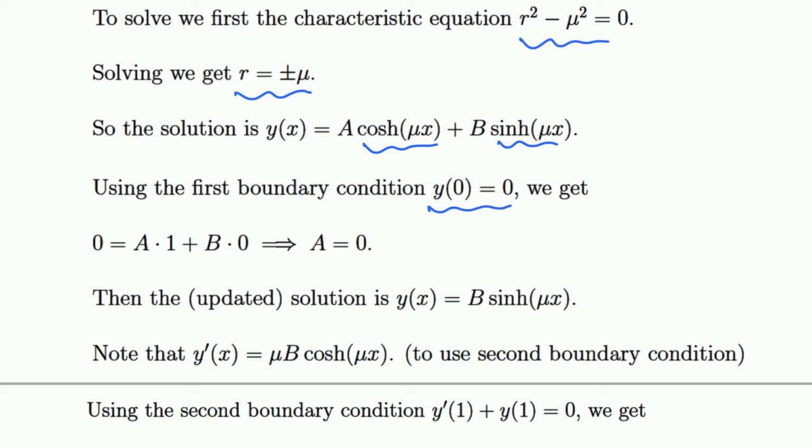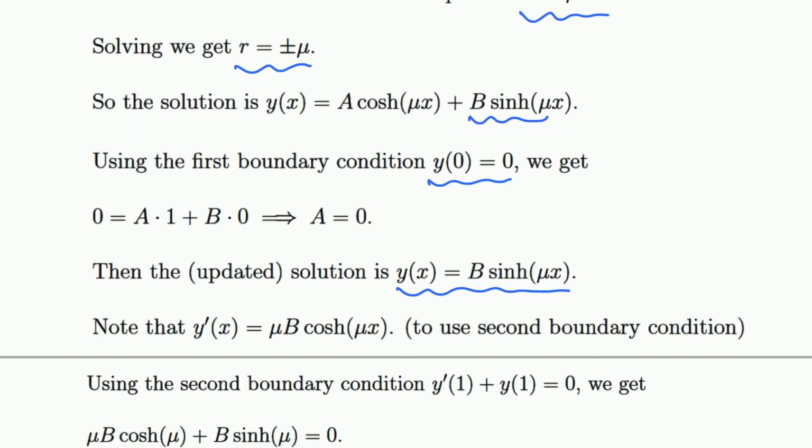Using the first boundary condition, y at 0 equals 0: when x is 0, cosh 0 is 1 and sinh 0 is 0. So we get a times 1 plus b times 0, that means a is 0. Now we can update the solution, and when a is 0, we just have b sinh(mu x). So the solution is b sinh(mu x).